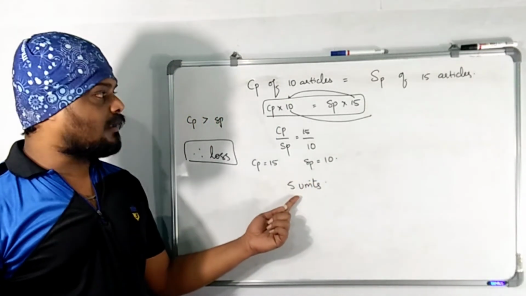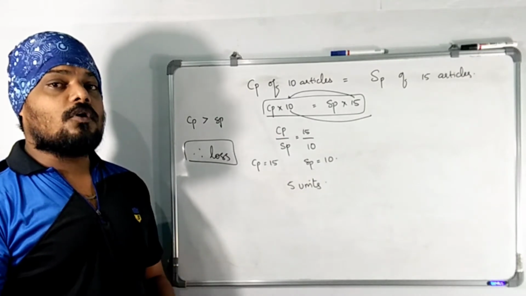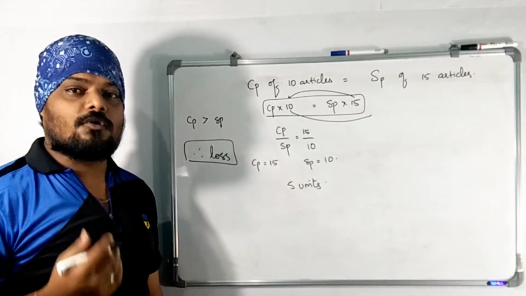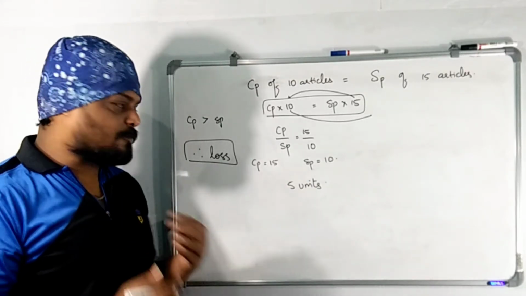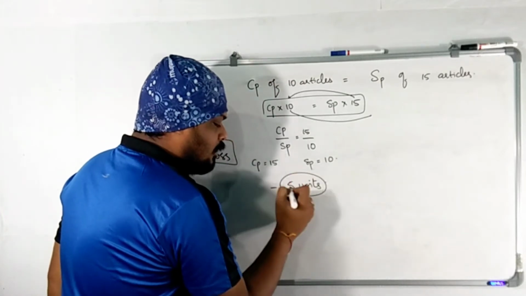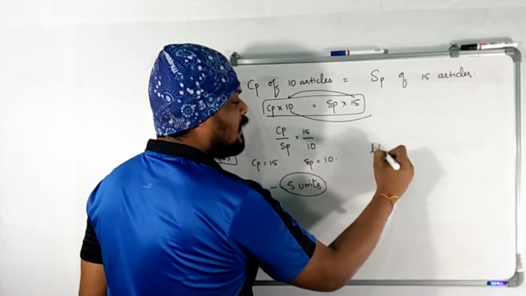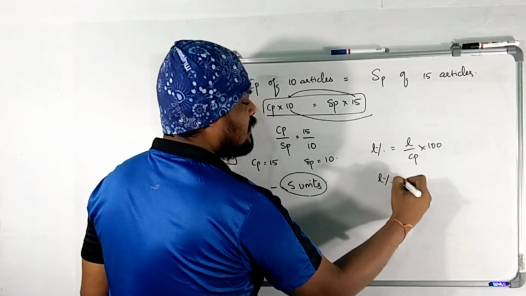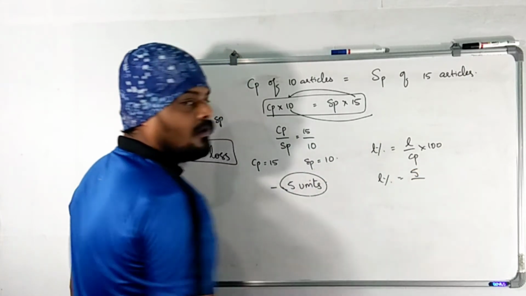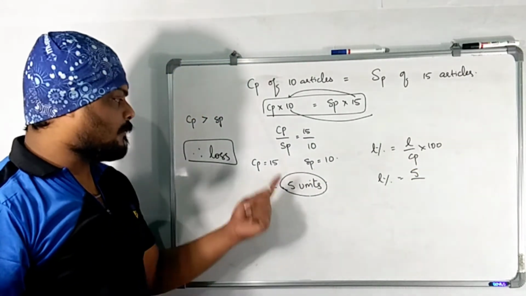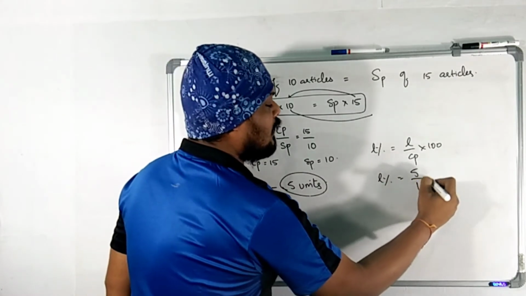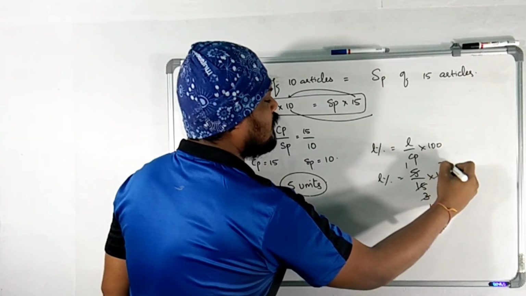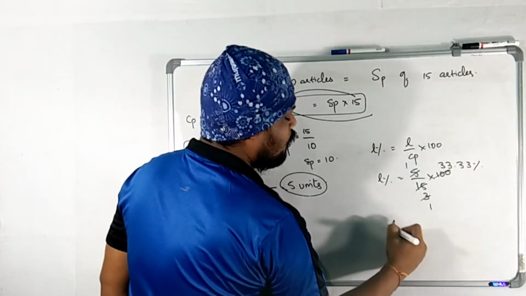Actually what he is asking here is the profit or loss percentage. So profit or loss percentage is calculated upon what? It is calculated upon the cost price. So loss percentage is what? Loss upon CP into 100. Loss is what? Loss is 5 units. And cost price is how much? 15 units into 100. 5 ones are 5, 5 threes are 15, so it is 33.33 percentage overall loss.